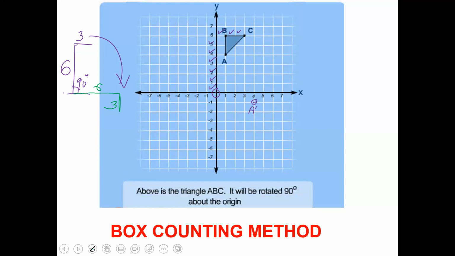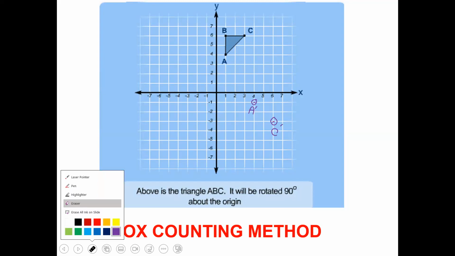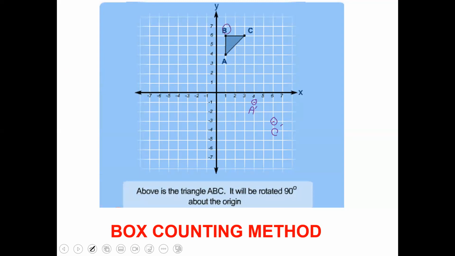So if you rotate it, it will be 6 horizontal, 1, 2, 3, 4, 5, 6, and 3 vertical, 1, 2, 3. So this point is our C prime. We have rotated 3 points successfully. Now let's talk about B.